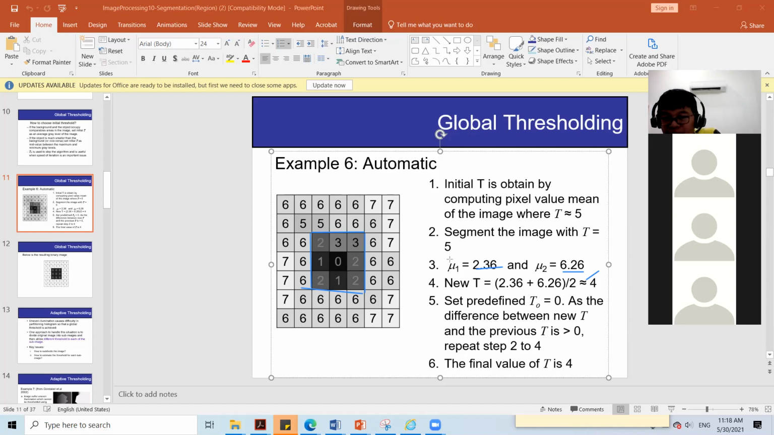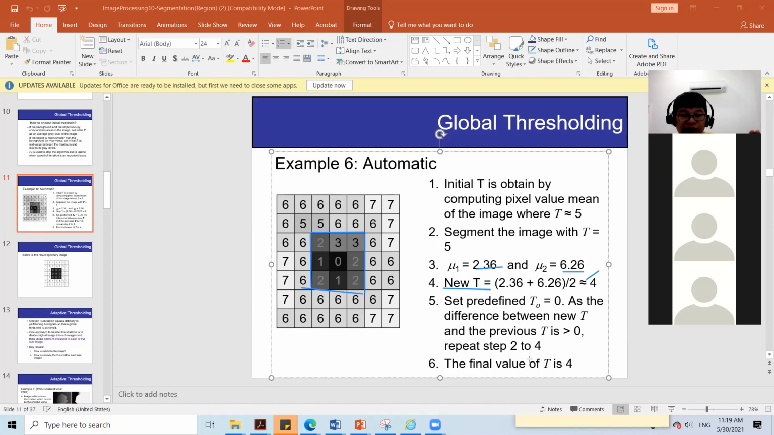What happens after you get this value? You get the new T, right? Initial, new, then you repeat steps 2 to 4. That means here the T will become 4. After 4, you divide into two groups. Anything above 4, one group. Anything below 4, one group. Then you compute again the new T. That's why you need to repeat the whole process only two to three times. You should get a correct value.